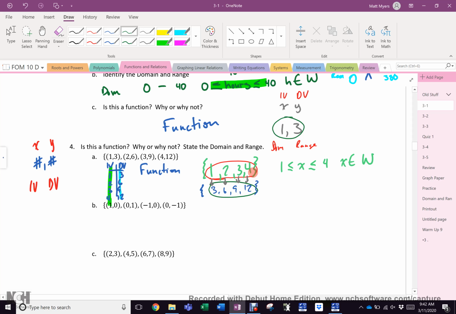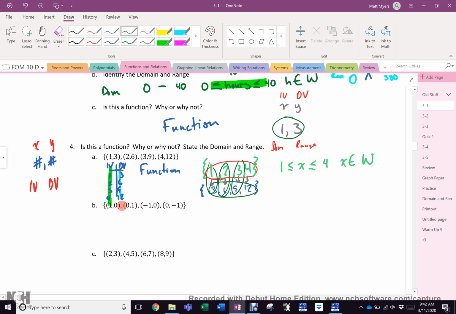When I list this, this happens in this case to work out that these are still the ordered pairs. But they aren't always going to be. Does everybody understand what I'm saying? You'll see it on this very next one. Okay?